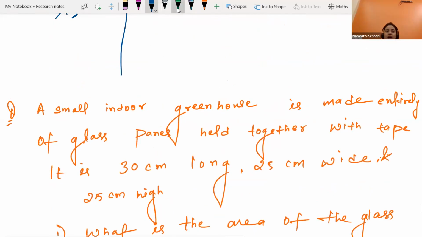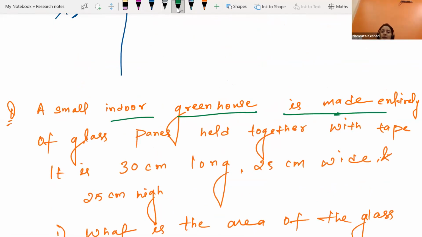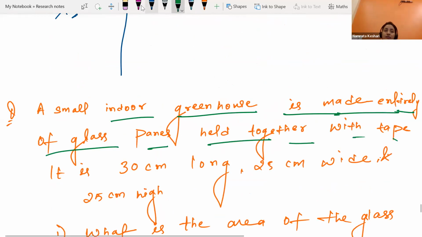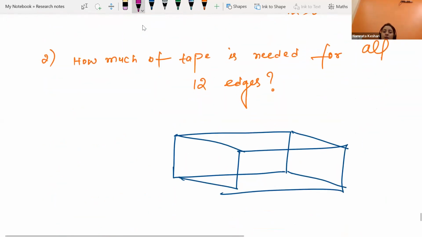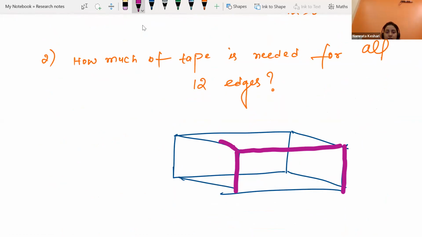Now let's see the next part. It says that a small indoor greenhouse is made entirely of glass panels, held together with tape. So I'm marking it. Suppose this one is the tape, then this one is the tape, then this one is the tape. Held together means the sides are held with each other, like this one is the tape.